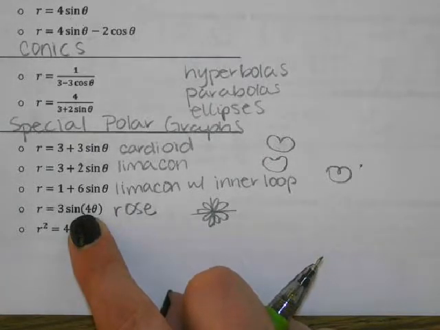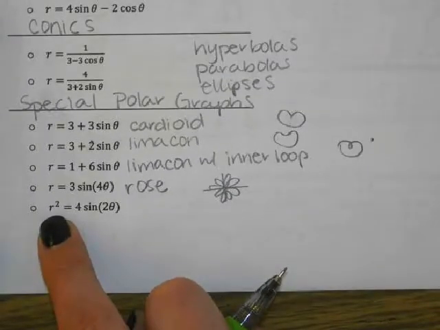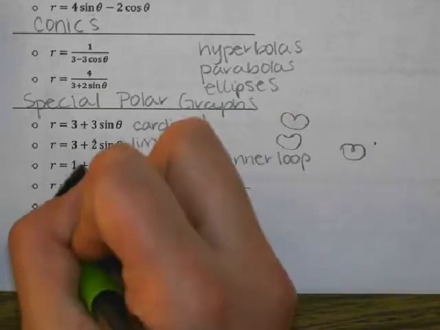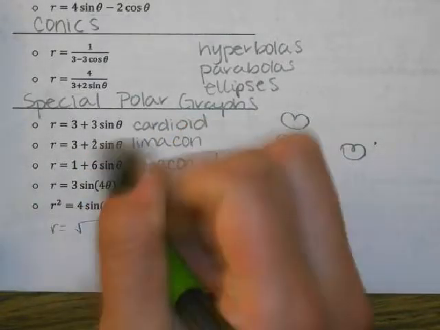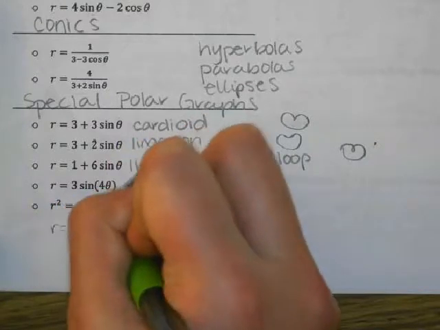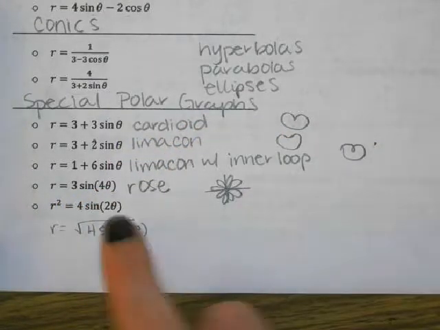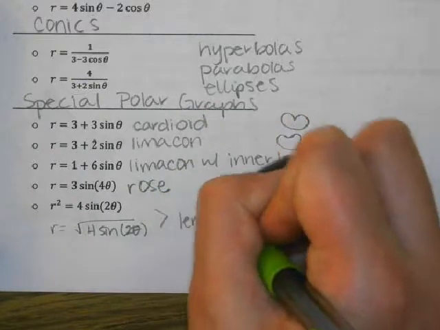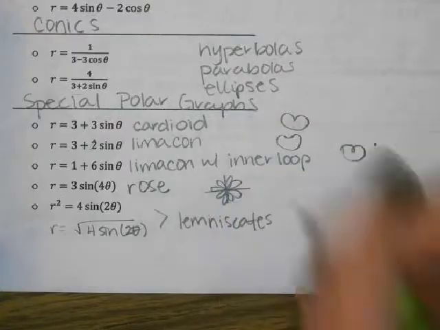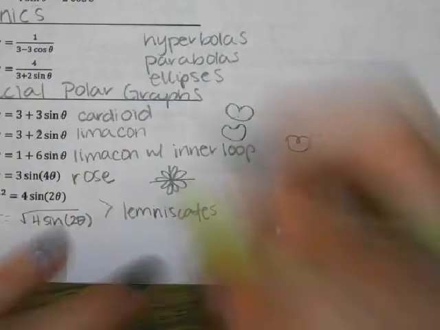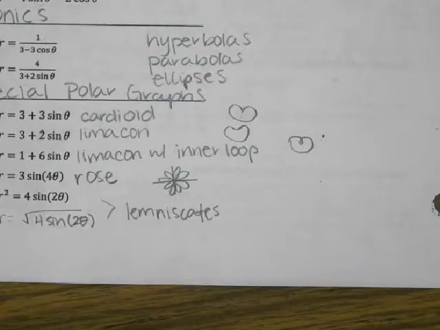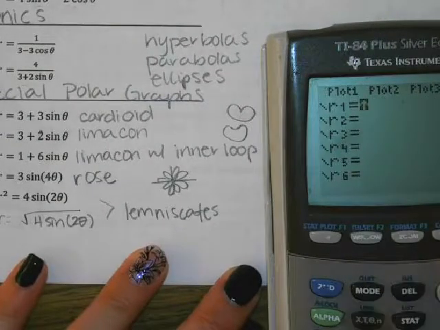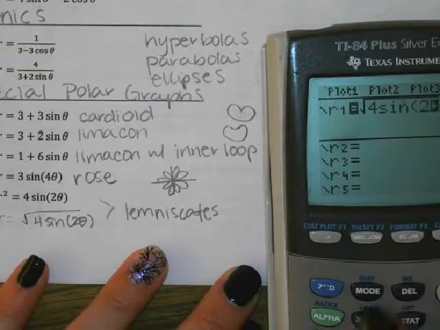Typically. Okay. The last one, if you guys notice, this is the only one that says r squared. So you're either going to see it written like this, or you might see r equals the square root of 4 sine 2 theta. You would see either one of those. And these are lemniscates. I have no idea if I'm pronouncing that correctly. Lemniscates. I like that better. Let's use that. So if I do square root of 4 sine 2 theta.